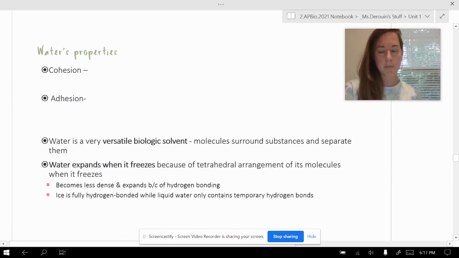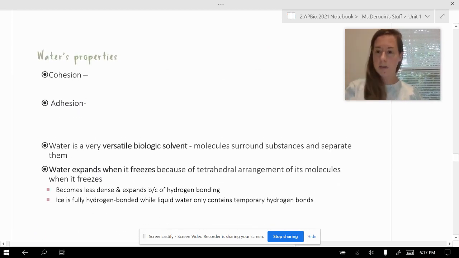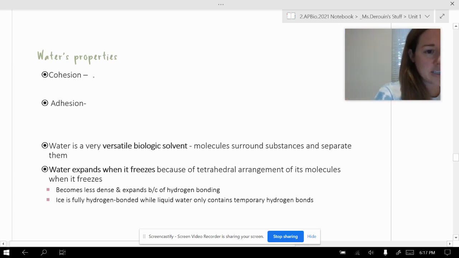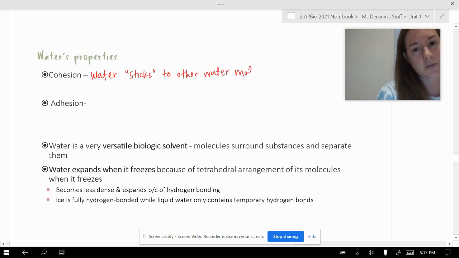All right, water properties. This is probably going to be a little flashback to freshman bio, if you can remember it. So water has two properties, cohesion and adhesion, that kind of go together. Cohesion is water's ability to stick to other water. So water sticks to other water molecules. And this is done using hydrogen bonds.